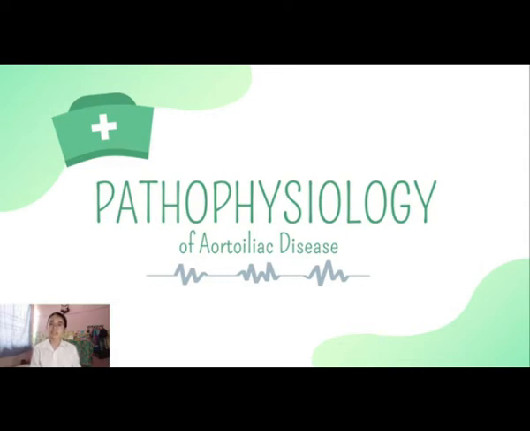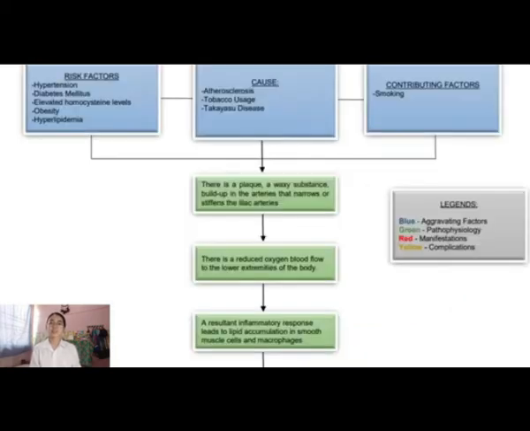If the plaques are large enough to block the arterial lumen, reduction of blood flow to the extremities occurs. The most common cause of this condition is atherosclerosis, in which there is a build-up of fats, cholesterol, and other substances in and on the artery. Other known causes are hypercholesterolemia and tobacco usage.